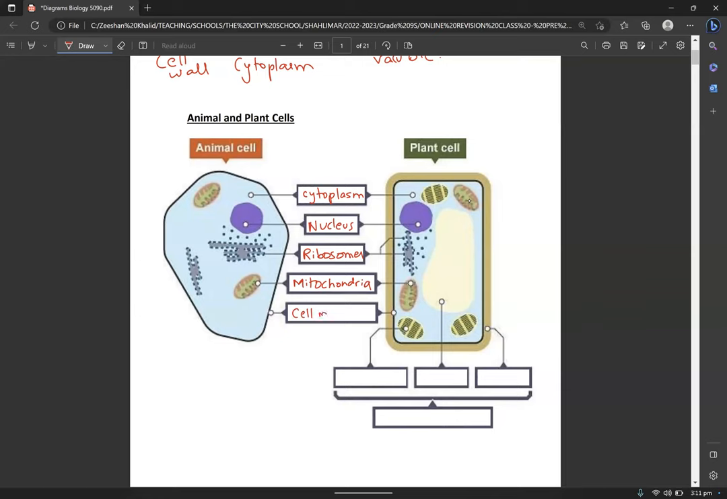For the animal cell, this is the outermost layer, but for the plant cell, this is the second from the outermost layer. The one that is outermost is the cell wall. Then this is the vacuole, or the cell vacuole, and this is the chloroplast. Remember, all these three are specific to plant cells only. These are the three organelles that stand out for plant cells.